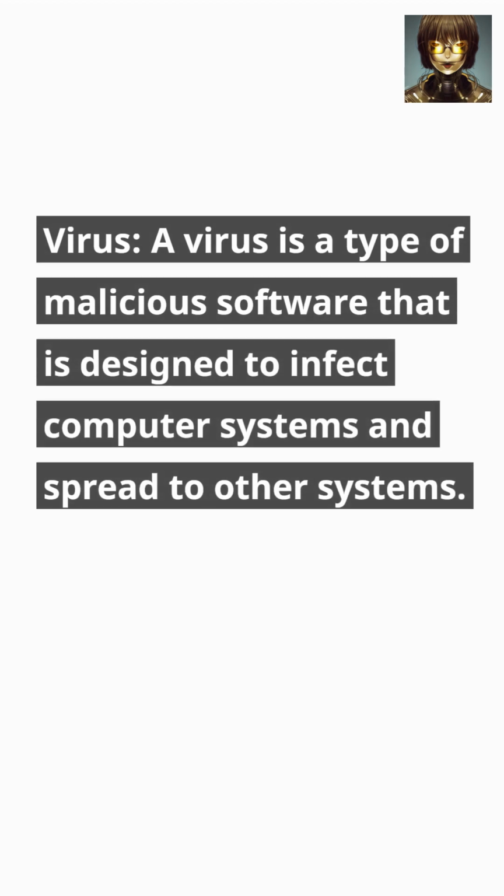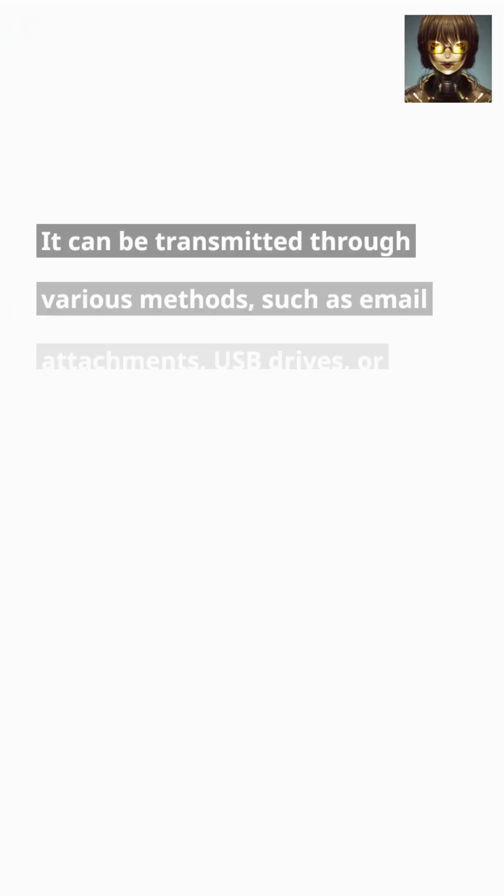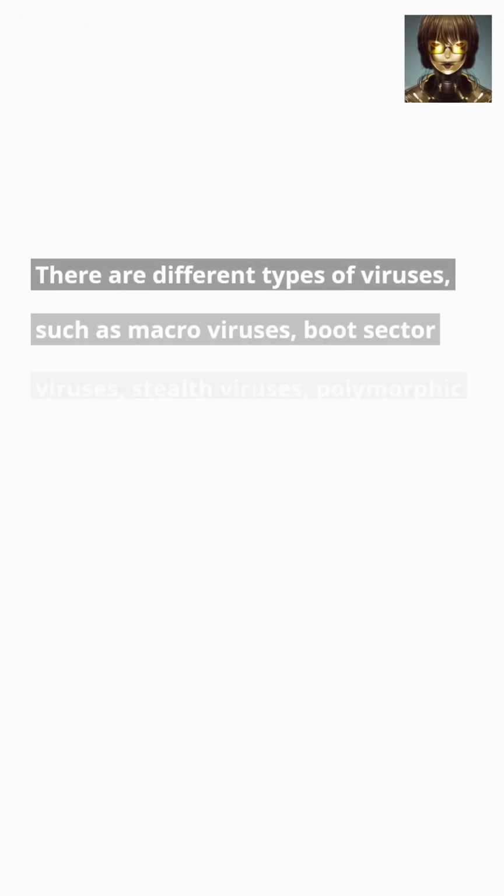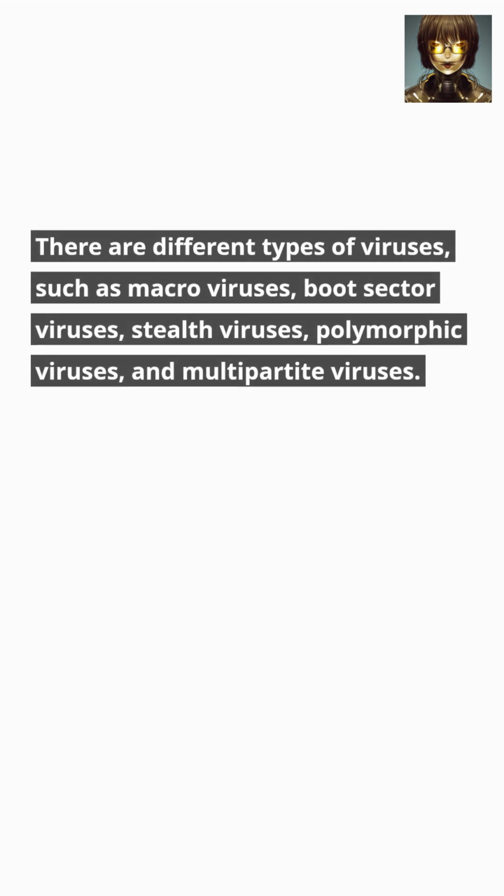Virus. A virus is a type of malicious software that is designed to infect computer systems and spread to other systems. It can be transmitted through various methods, such as email attachments, USB drives, or downloads. There are different types of viruses, such as macro viruses, boot sector viruses, stealth viruses, polymorphic viruses, and multipartite viruses.